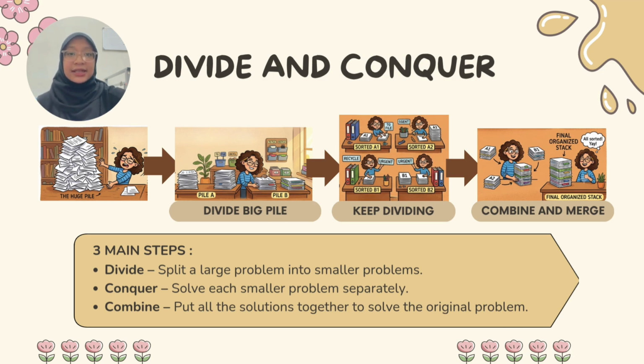So this is exactly how the divide and conquer strategy works. It consists of three simple steps: divide, split a large problem into smaller problems; conquer, solve each smaller problem separately; and combine, merge all the smaller solutions together to solve the original problem. By breaking a large problem into smaller pieces, the algorithm becomes much more efficient and easier to solve.